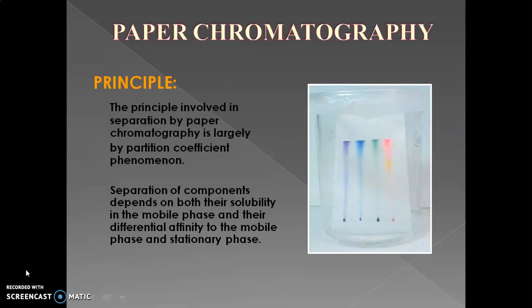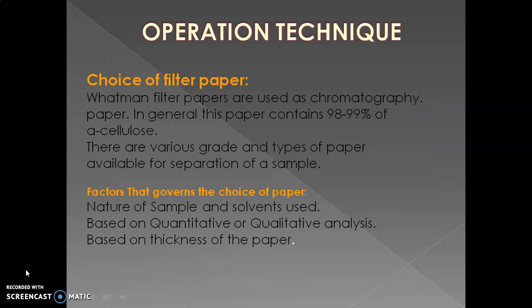Principle of paper chromatography. The principle involved in separation by paper chromatography is largely the partition coefficient phenomenon. The separation of components depends on both their solubility in the mobile phase and their differential affinity to the mobile phase and the stationary phase.